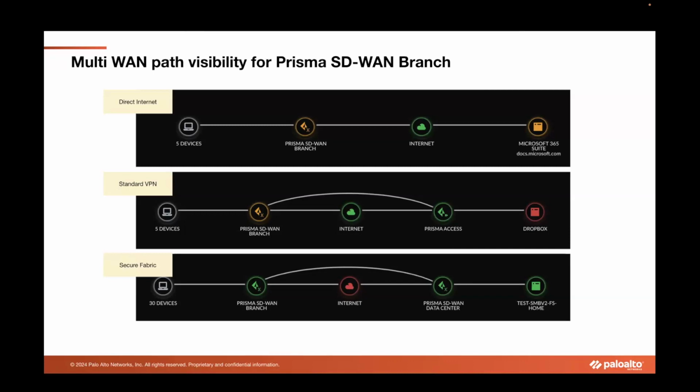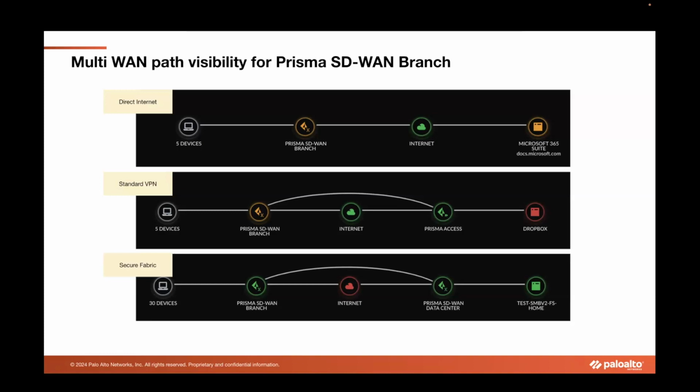So all of this configuration is automatically taken from Prisma SD-WAN and AI-powered ADEM integration. And the paths are automatically detected from the path policy configuration. So other than the applications that need to be monitored, there is no configuration that is required in order to enable this visibility for Prisma SD-WAN branch offices.